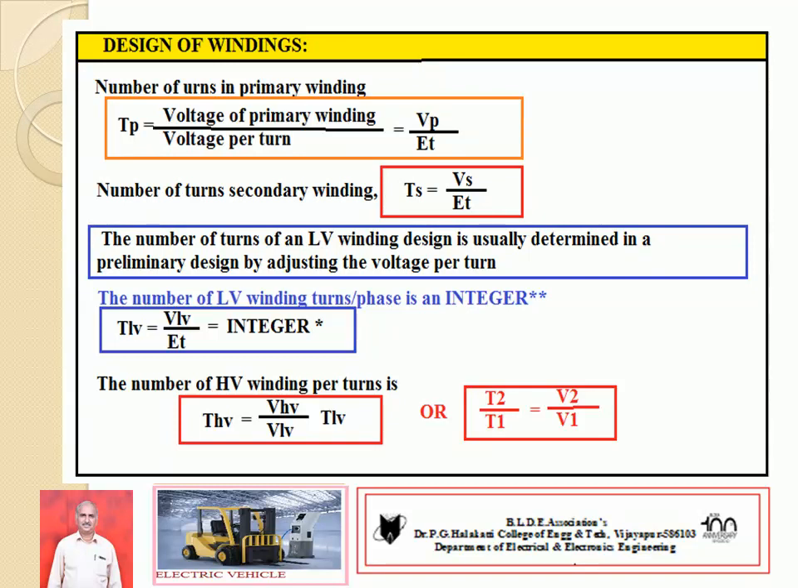After that, once you know the number of turns on the LV side, take the ratio: turns of the high voltage side divided by turns of the low voltage side equal to voltage of high voltage side divided by voltage of low voltage side. That is similar to T2 by T1 equal to V2 by V1, the turns ratio.